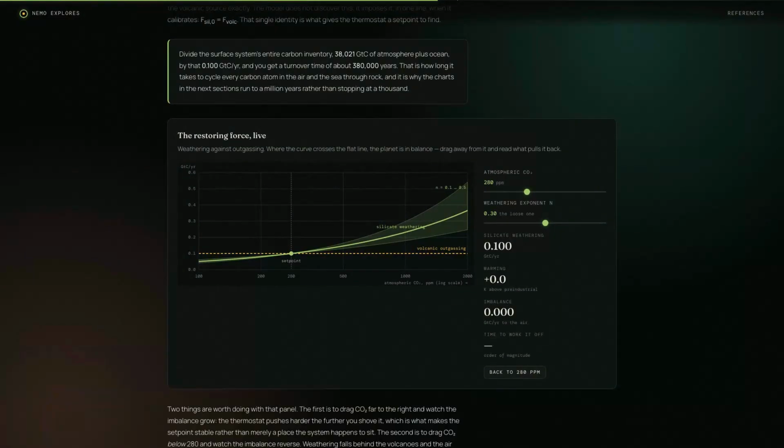Here it is live. Silicate weathering against constant volcanic outgassing. Push the carbon dioxide upward, and the weathering curve climbs above the volcanic line. That gap is the restoring force, and it grows the harder you shove. Drag the gas back below the set point, and the gap reverses. Weathering falls behind the volcanoes, and the air refills.